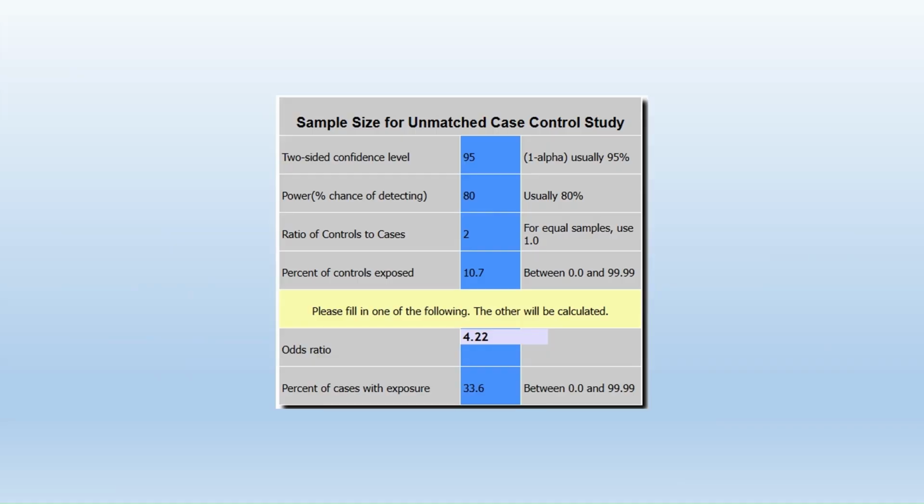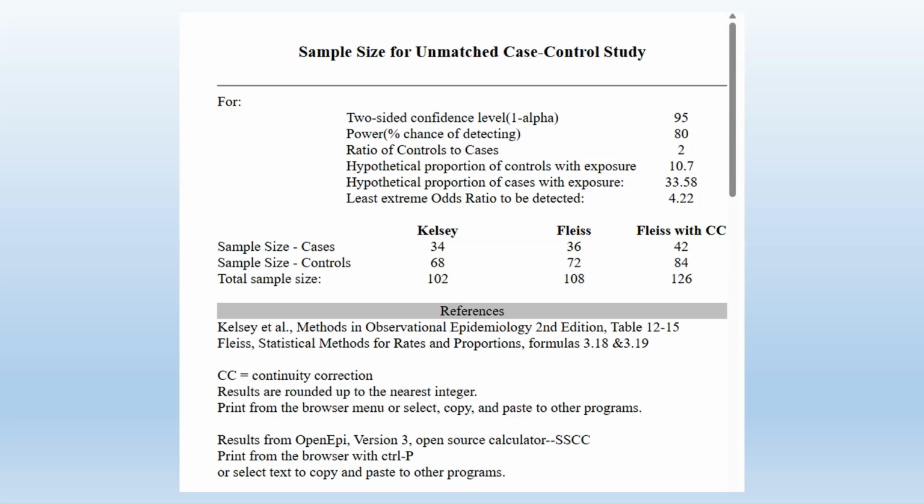When we put these values in the sample size calculation for the unmatched case control study, percent of controls exposed 10.7%, and percent of cases with exposure 33.6%, our sample size is 34 for cases and 68 for controls, because we use a ratio of controls to cases of 2. Total sample size is 102.